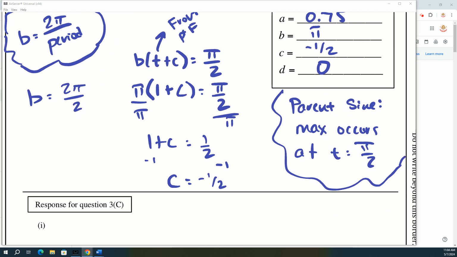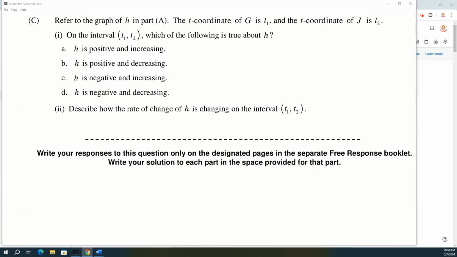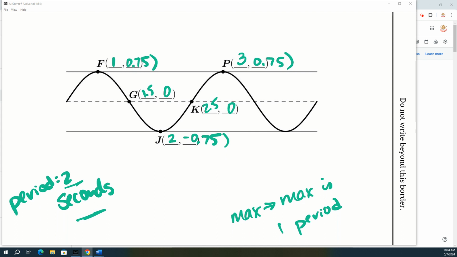All right, and if you forget how to do all of that, when you get to part C, as long as you remember rules about increasing, decreasing, and concavity, you can get these right without getting anything else right on this whole problem. So part C is pretty much always going to look the same. These will change. On this particular one, we're looking at the section from G to J. So G to J is this section right here.